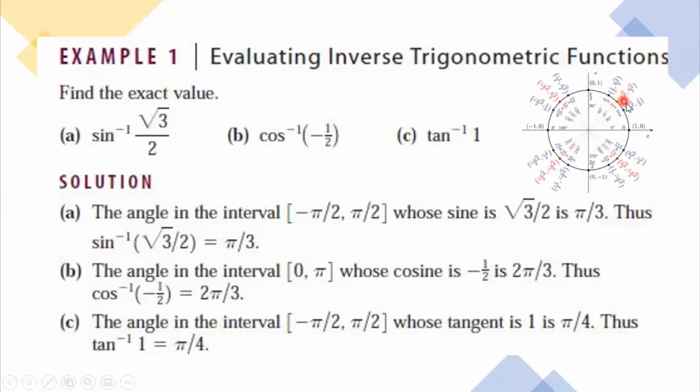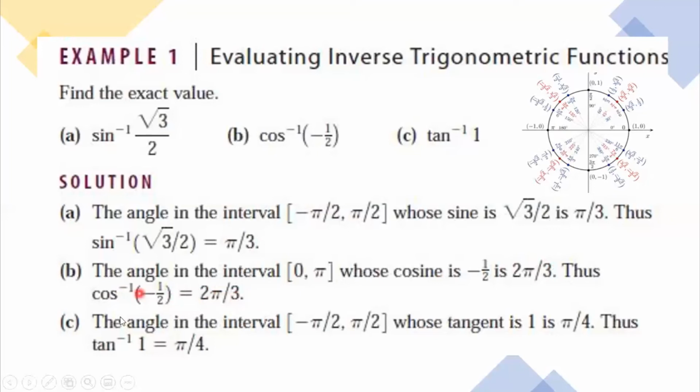So where is cosine negative 1/2? This one is not correct. This is not correct. How about this? Yes, its cosine or x value in this terminal point is negative 1/2, right? And what is the corresponding angle? The corresponding angle is 2 pi over 3. Thus, the cosine inverse of negative 1/2 is equal to 2 pi over 3.